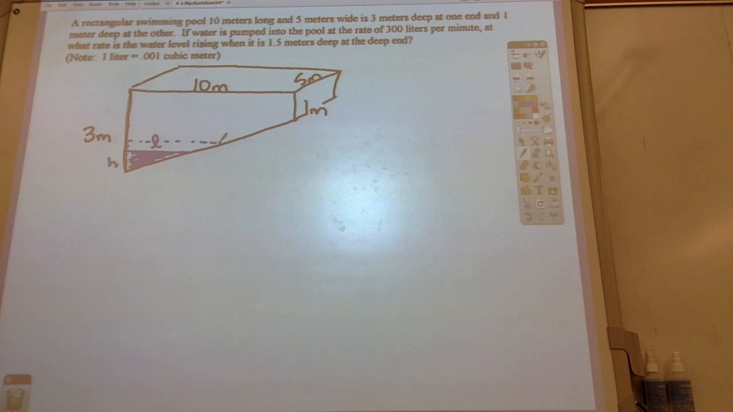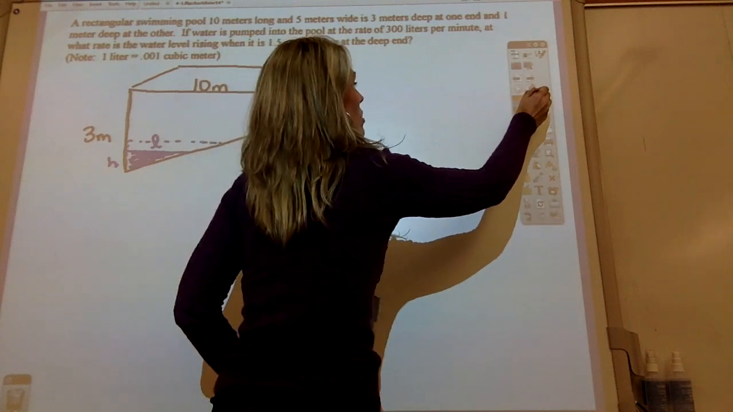All right, so let's see. For your swimming pool, we use the 10, the 5, the 3, the 1 just to draw the pool. If the water is being pumped into the pool at a rate of 300 liters per minute, okay, so let's write that.